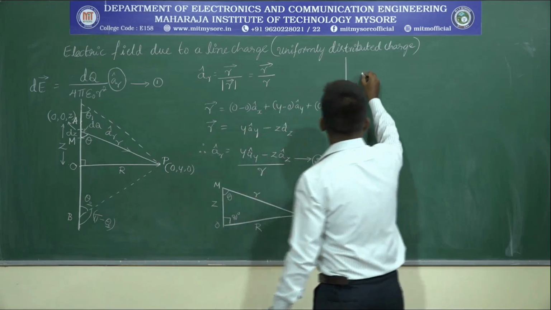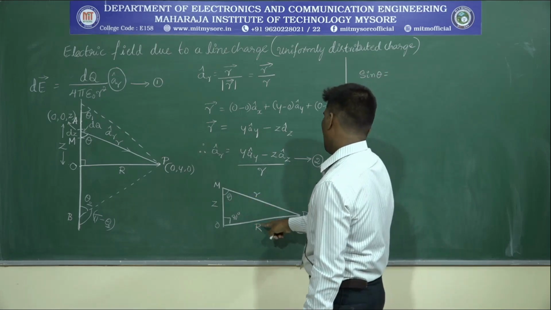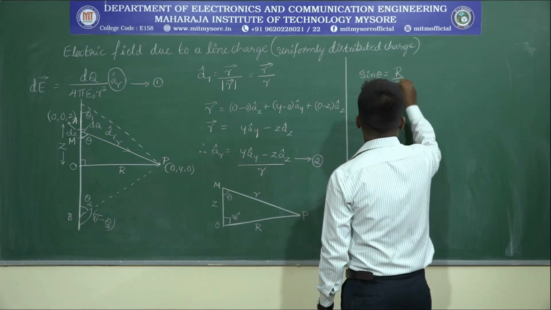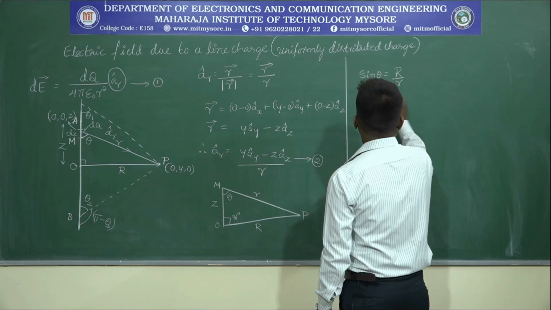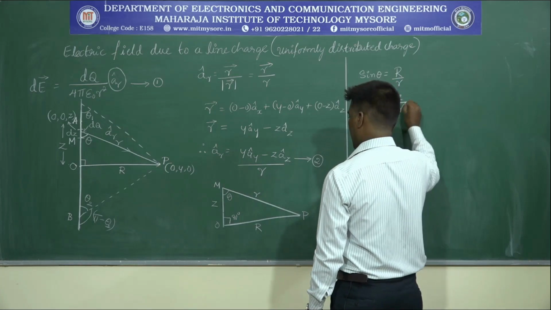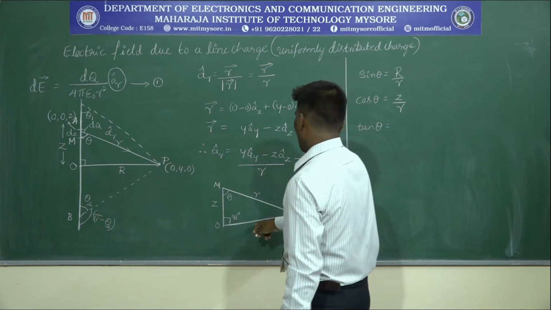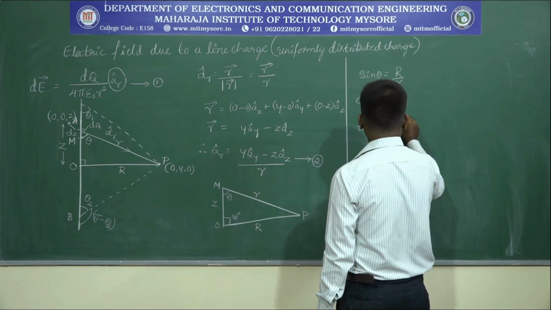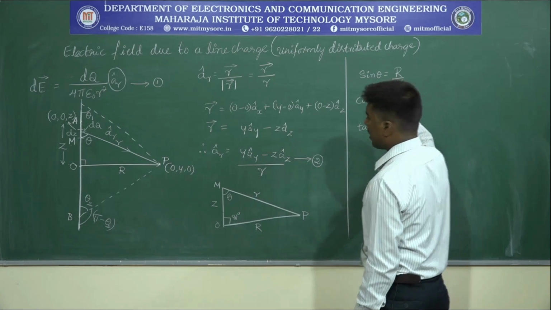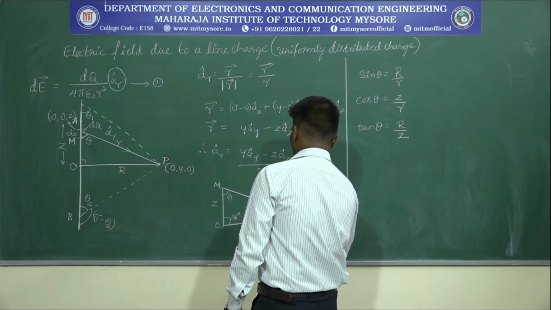According to this, sin theta is equal to what? Sin theta is equal to opposite by hypotenuse, right? Opposite by hypotenuse, r divided by R. Cos theta is equal to adjacent by hypotenuse, z by R. Next, tan theta is equal to opposite by adjacent. So opposite is r, adjacent is z. Now we need to calculate the distances r, z and capital R.